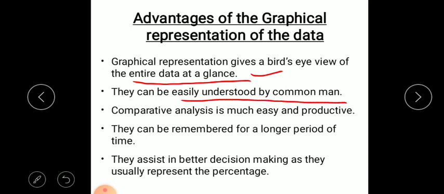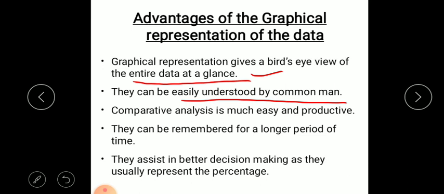Also, graphical representation can easily be understood by the common man. Even a layman who doesn't know anything about statistics can very easily understand a graphical representation of data. It is very colorful, interesting. A lot of graphics can be used in graphical representation of data. You can use bar diagram, line diagram, pie chart. A lot of different graphs can be used so that you can also draw interest and attention of any common man, and he can understand it very easily.